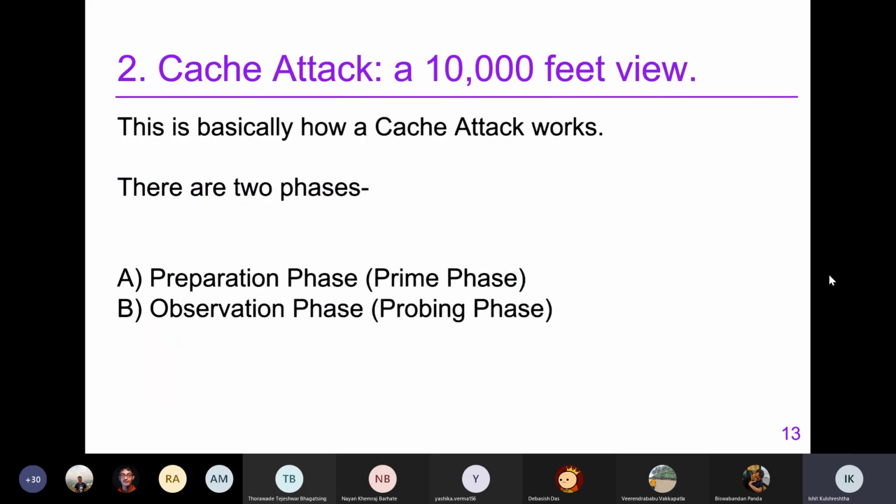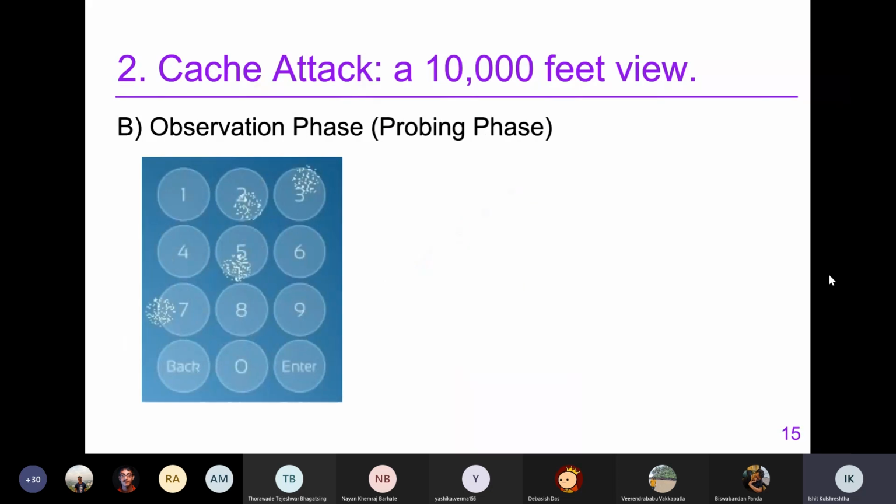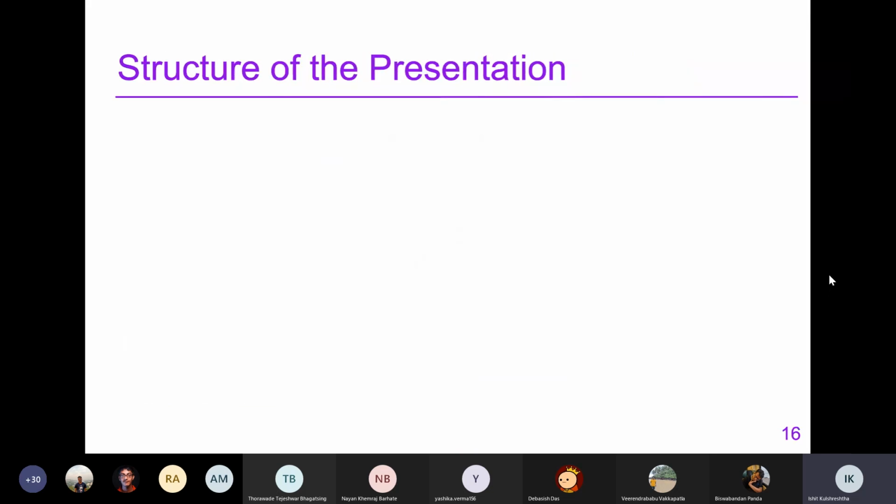There are two phases. The first one is the preparation phase. The second one is the observation phase. For prime and probe attacks, the preparation phase is called the prime phase. The observation phase is called the probe phase. When we cleaned the keypad, it was the prime phase. And when we observed the prints of the user, the ATM user, the victim, it was the probe phase.